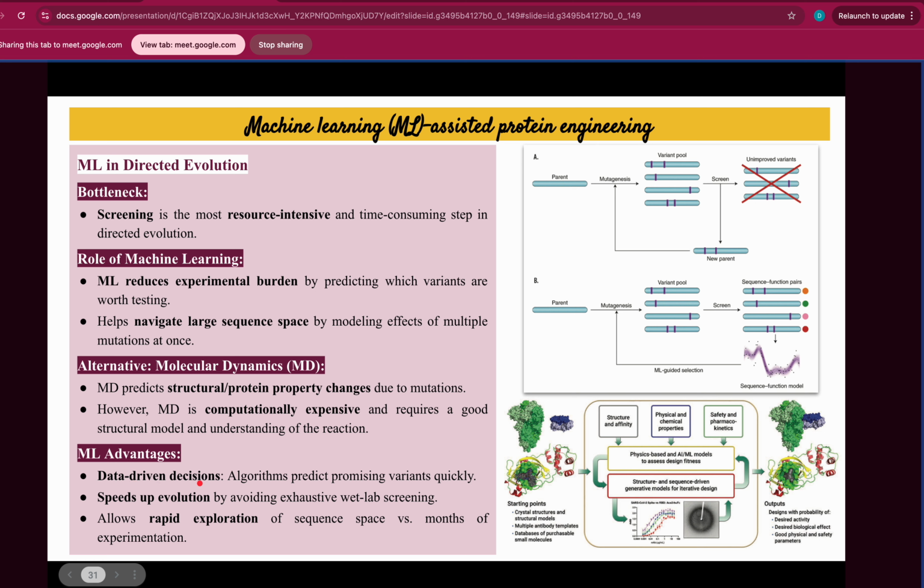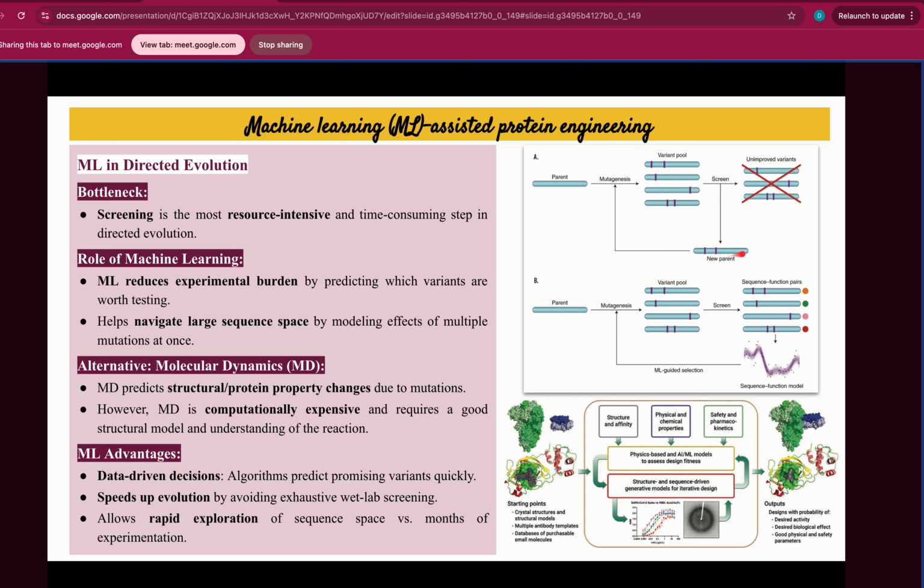Machine learning is entirely based on data-driven decisions. So if you do not have data, then machine learning cannot be used. Then it speeds up evolution by avoiding the exhaustive wet lab work or wet lab screening, and it allows the rapid exploration of sequence space versus months of experimentation.